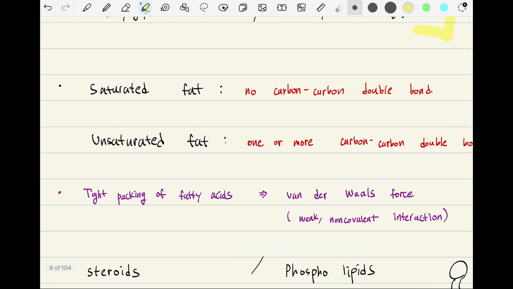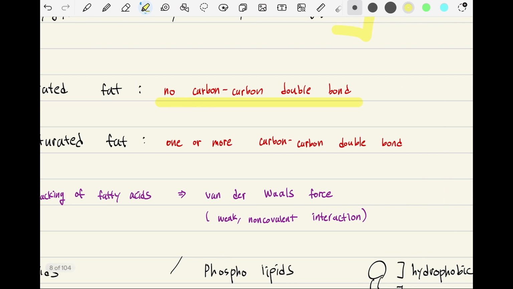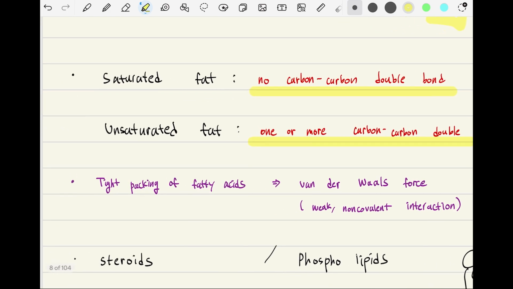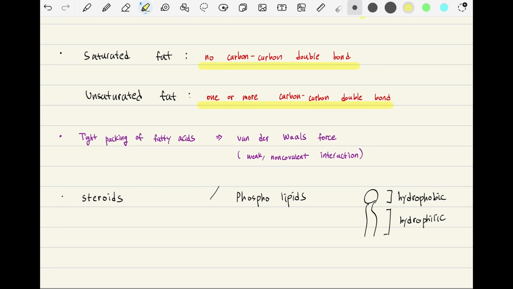Saturated fats are called saturated because they don't have a carbon-carbon double bond inside them. And unsaturated fats are called unsaturated because they have one or more carbon-carbon double bonds inside them. This is all. This part about van der Waals force is good to know, but not really needed, but yeah, it's just good to know.